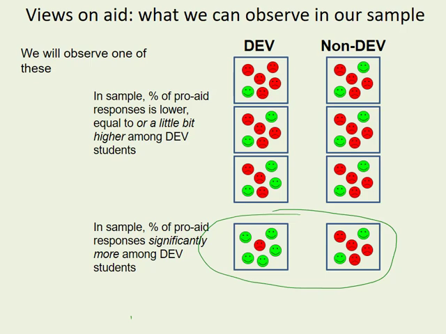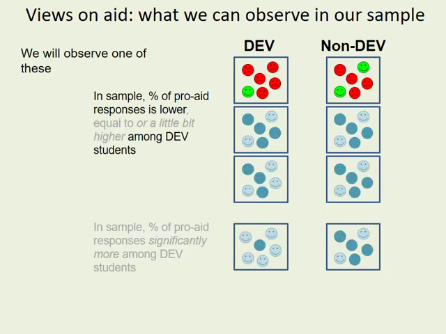Now let's look at them one by one, and it is worth going through these possibilities very carefully and comparing them with the populations, making sure you understand what's going on. So these just represent the possible pair of samples we could take. So first of all, what could happen is this. We could get this sample here. So sample of dev students, sample of non-dev students, in which the percentage of pro-aid responses is lower in the dev students compared to the non-dev students. Okay, so that's that combination.